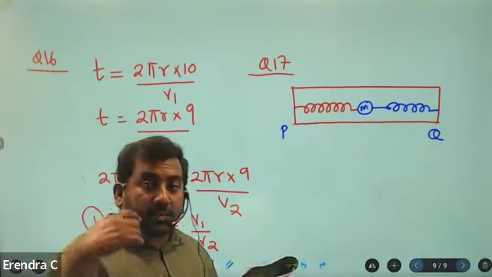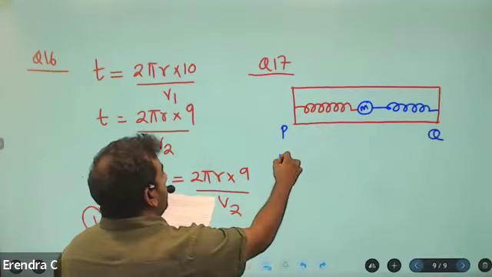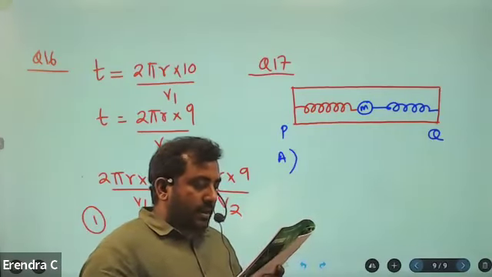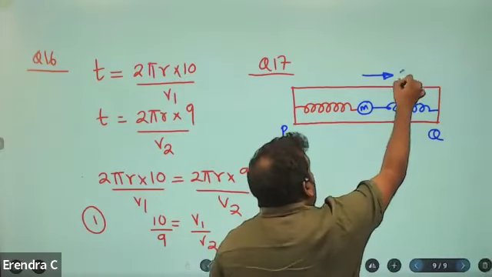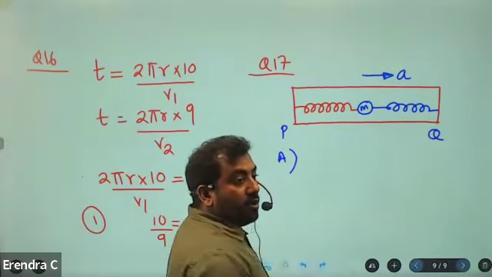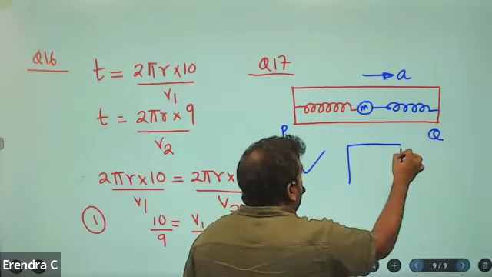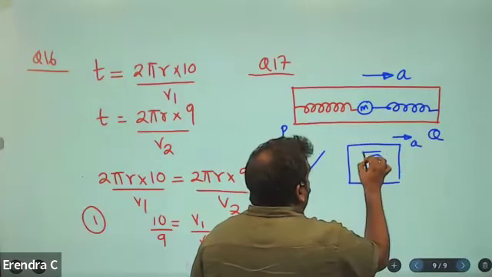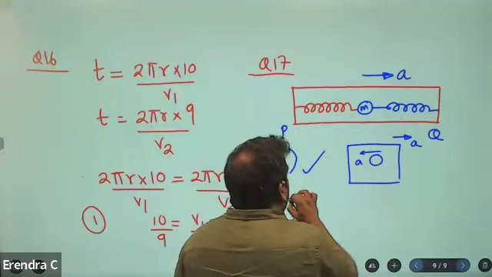Imagine you are inside this system. Statement A: uniform acceleration of the tube in the direction PQ. If the vehicle accelerates that way, will the mass come backwards? Yes. When you are inside a vehicle and it accelerates forward, you move backwards. So statement A is not correct.